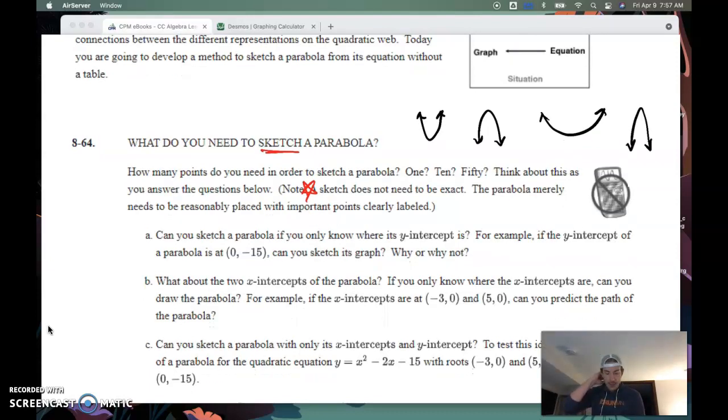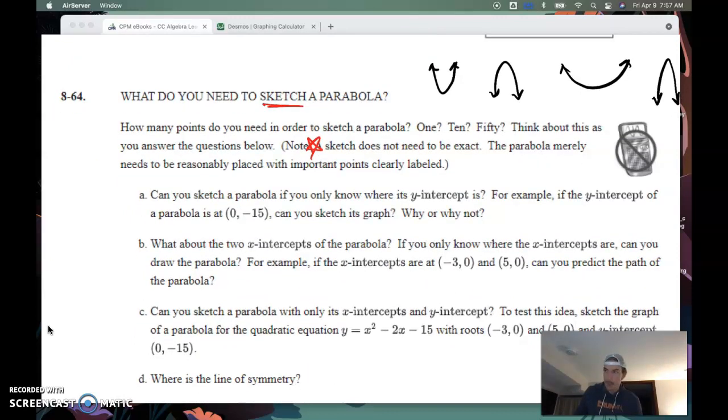So if I just know that I have a y-intercept, I'm just considering part A here. If I just know I have a y-intercept at (0, -15), here's my x and my y-axis very quickly. Is this enough information at (0, -15) to give me a sketch of a parabola? And the answer is no. I don't know if my parabola opens upward or downward. I don't know if it's narrow or skinny. I don't quite have enough information.